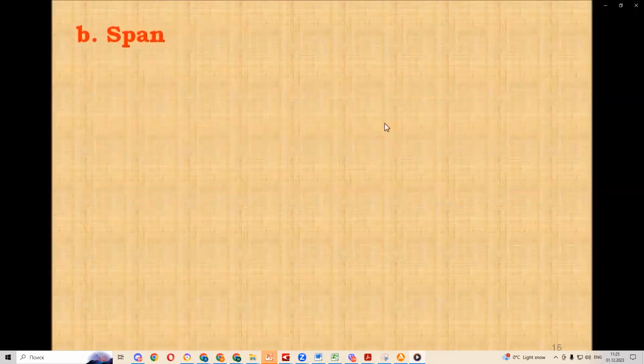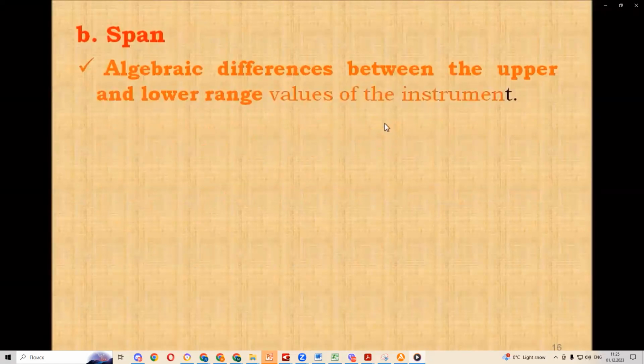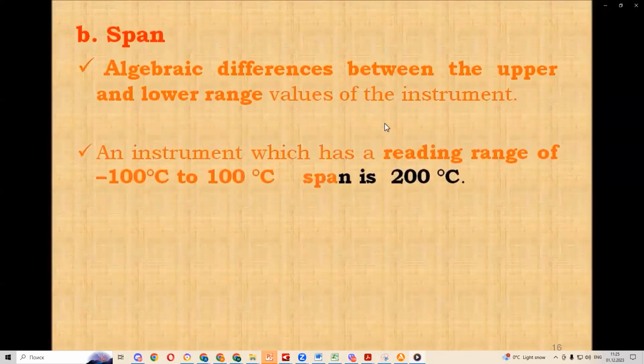Now, span. Span represents the algebraic difference between the upper and lower range values of the instrument. For example, consider the previous example: if a temperature measuring instrument is able to measure temperature from minus 100 degrees Celsius to plus 100 degrees Celsius, then the span of that instrument is 200 degrees Celsius.